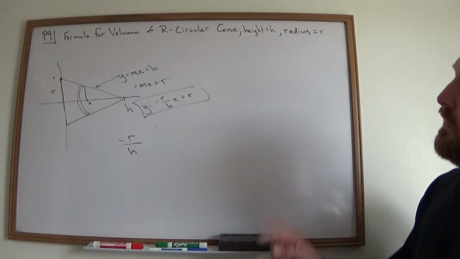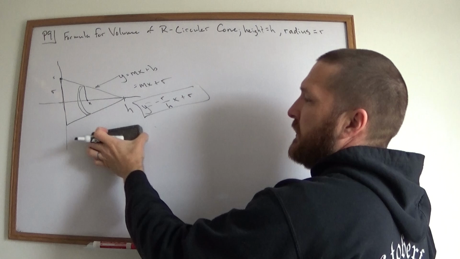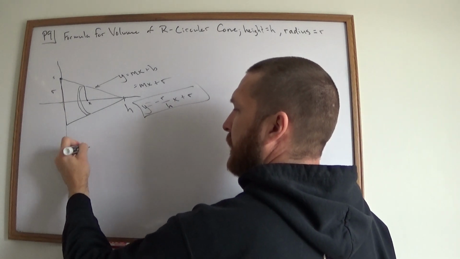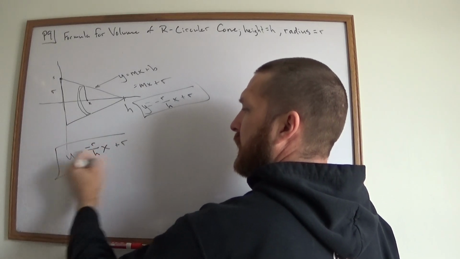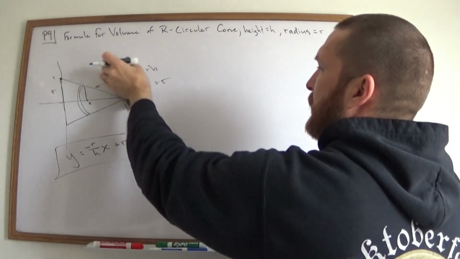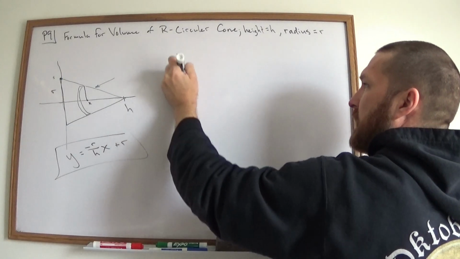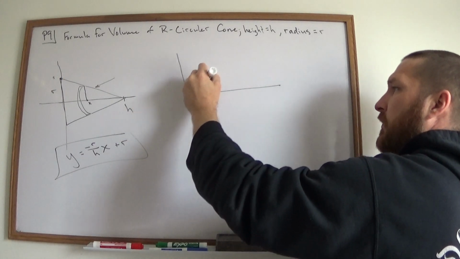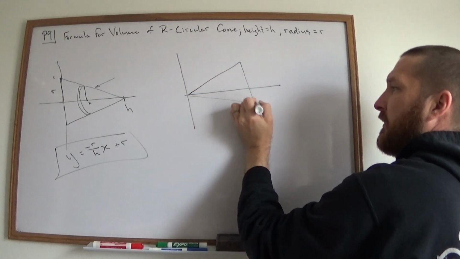However, I'm going to go ahead and put this right over here. This is one way you could have done it: negative r over h x plus r. A better way of doing it, though, what I think would be easier, would be to orient this thing this way, where we put the tip here at the origin, and then we have the cone like this.